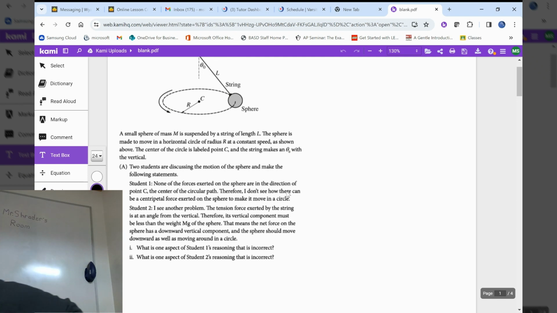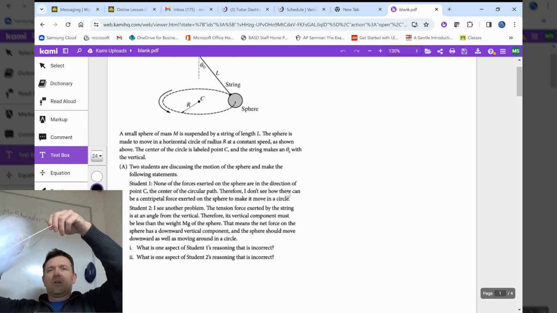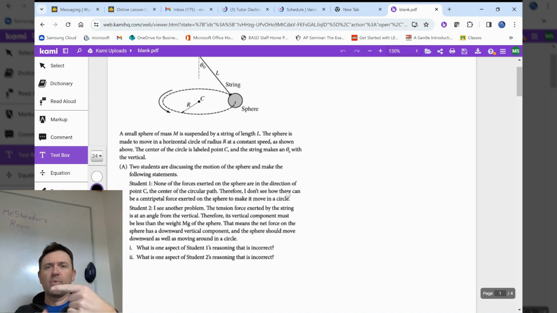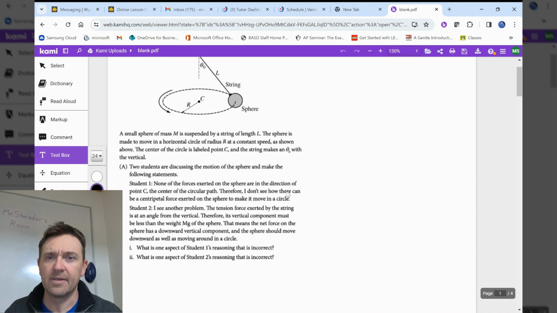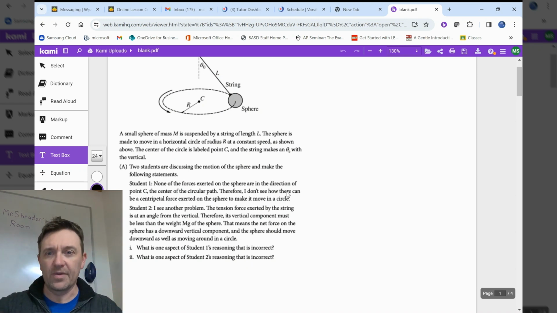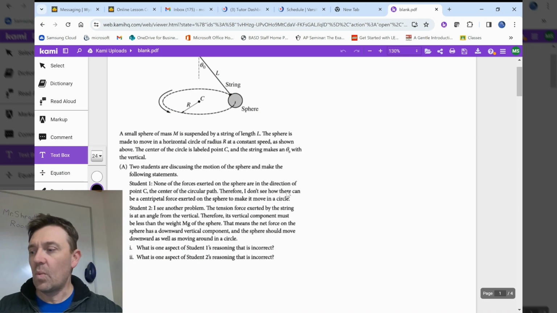And the student is just making the claim that, hey, if this is moving in a circle, look, there's nothing in the middle. There's nothing pointing towards the middle of the circle. The string's at an angle, so that's not pointing towards the middle of the circle. And gravity points straight down. That's not pointing towards the center of the circle. So if there's nothing pointing towards the center of the circle, there can't be a centripetal force. And we all know that that's false. Now, why is that false?